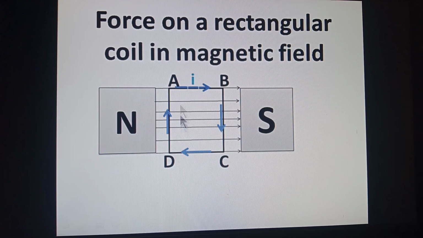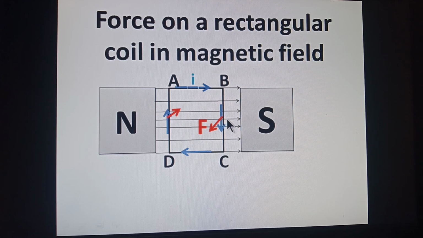Now come to the other two sides, AD and BC. In these two sides, the currents are flowing perpendicular to the magnetic field. Current is moving in upward direction, field is towards right. Current is moving in downward direction, field is towards right. So these two sides are such oriented that they are crossing the magnetic field or they are perpendicular to the magnetic field. So on these two sides there will be forces due to magnetic field.